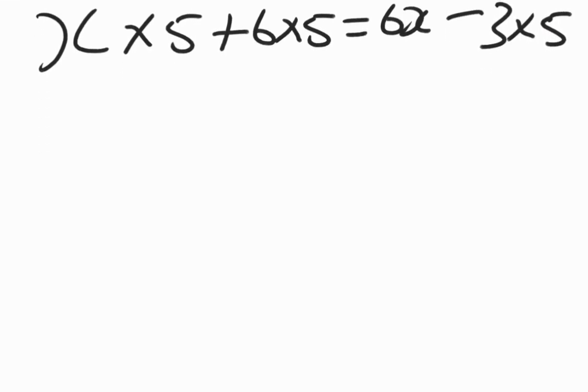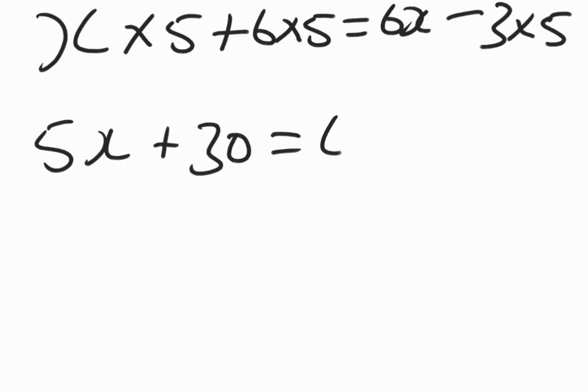So let's proceed. Right here, we're going to linearize everything. So we have 5s plus 6 times 5, which is going to give us 30, right? Equals 6s minus 3 times 5, which is going to give us minus 15, right? So what are we going to do right now? We are going to take like terms.